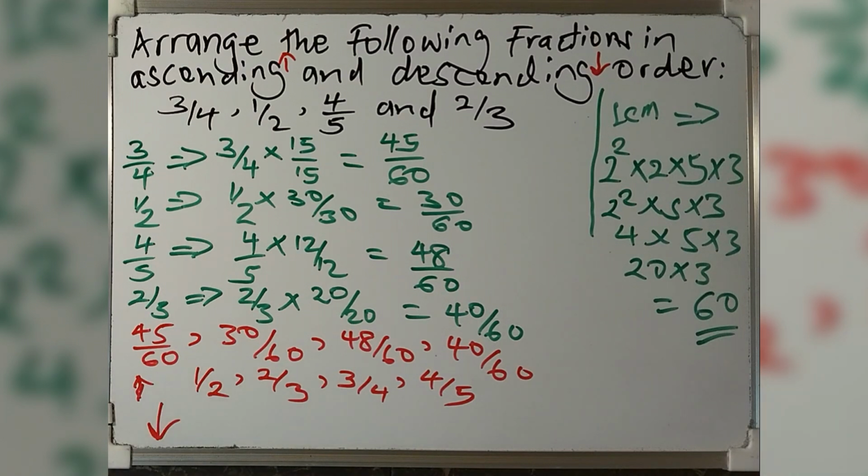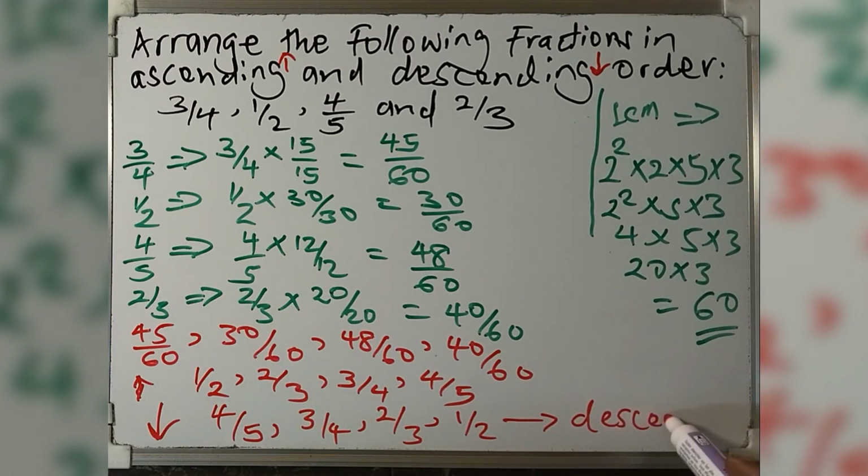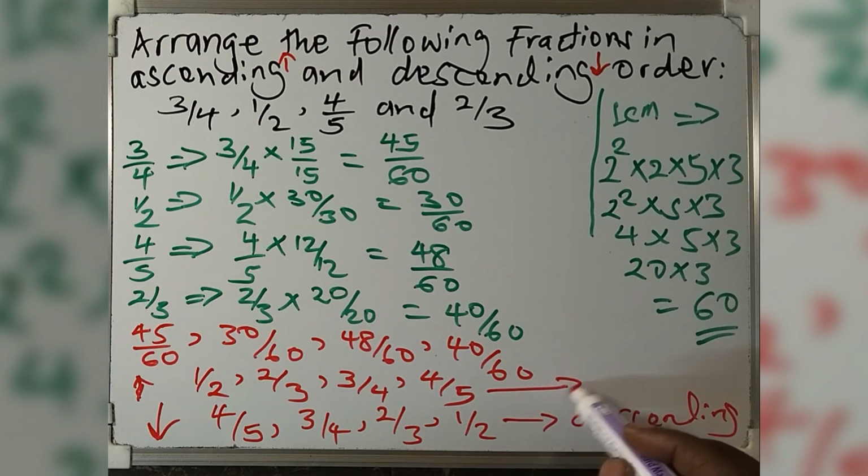Now, in the descending order, which is going down, we are going to have 4 over 5, 3 over 4, 2 over 3, and 1 over 2. That is going down, which is descending, and this one was going up, which was ascending.